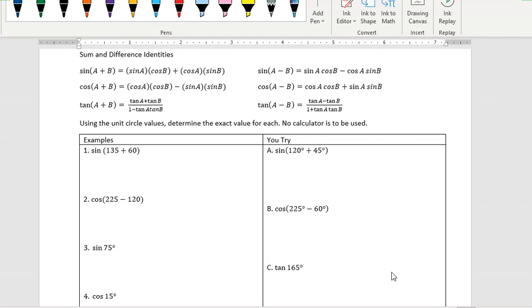All right, guys, this is for those of you who have not been able to be at school or need a quick review. I am not going to be doing the "you try" because I have already posted the answers for this on It's Learning. So let's go over these examples.